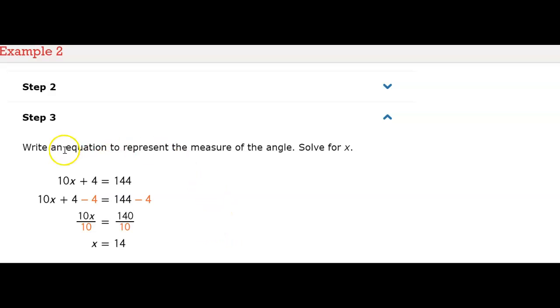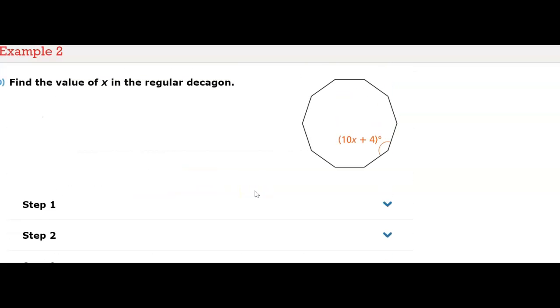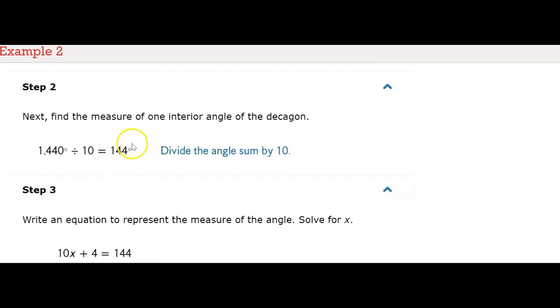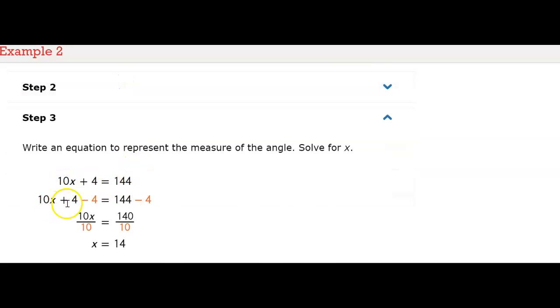Then write an equation to represent the measure of the angle, solved for x. So 10 times x plus 4 equals 144. That's the equation they gave us for this angle, and we know it equals 144 based on what we did in step 2. Subtract 4 from both sides, then 140 divided by 10 gives you x is equal to 14.